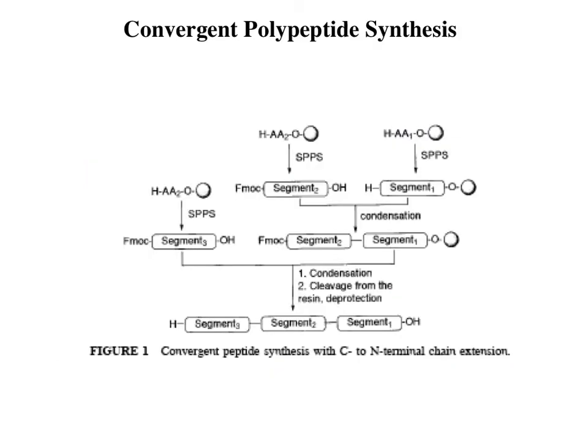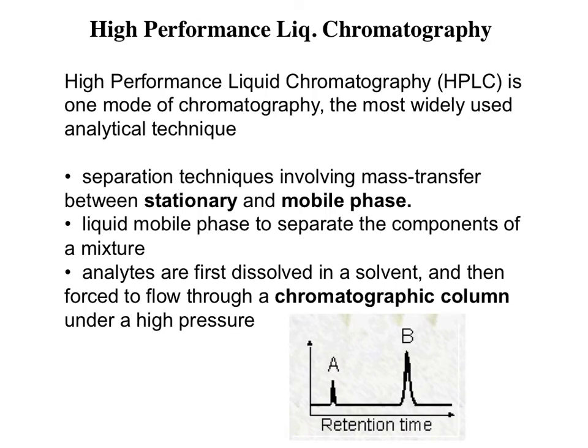So if we look at a convergent polypeptide synthesis example using solid phase peptide synthesis, here's one which makes segment 2, another one which makes segment 1. You condense, you form the dipeptide, and then you do solid phase peptide synthesis to make segment 3, and then you couple so that you generate the polypeptide. HPLC, or high performance liquid chromatography, is used as an analytical technique for solid phase peptide synthesis.